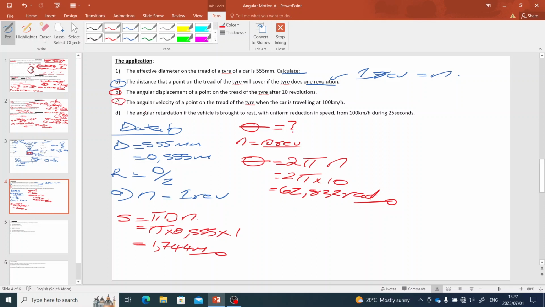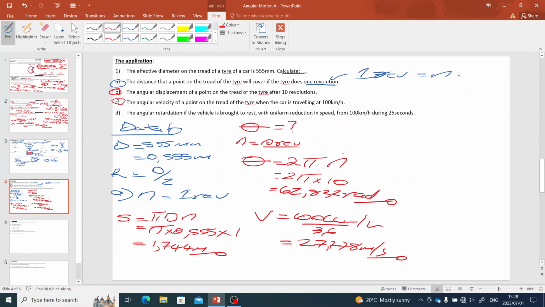Let's look at number 3. The angular velocity of a point on the tread of a tire when the car is traveling at 100 kilometers per hour. Now we are given the linear velocity, 100 kilometers per hour. Let's convert it to meters per second. We'll divide by 3.6. So 100 divided by 3.6, I get my answer as 27.778 meters per second.